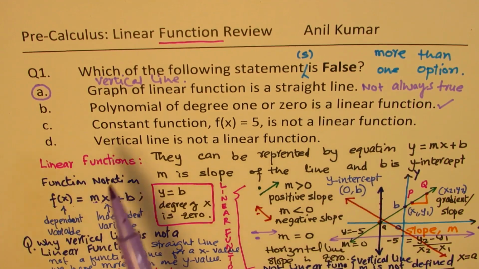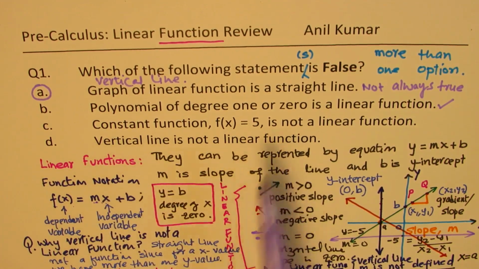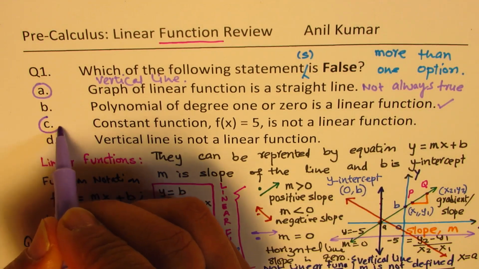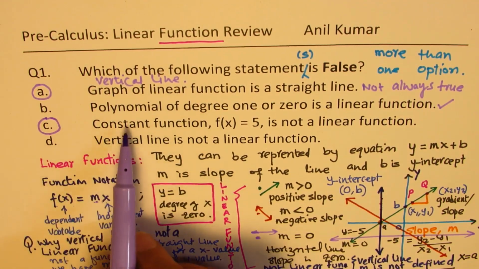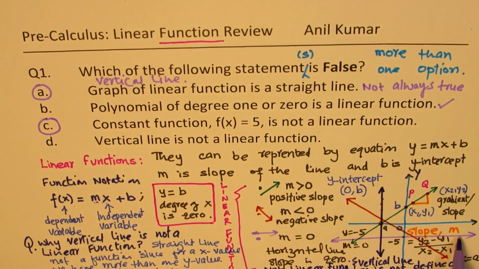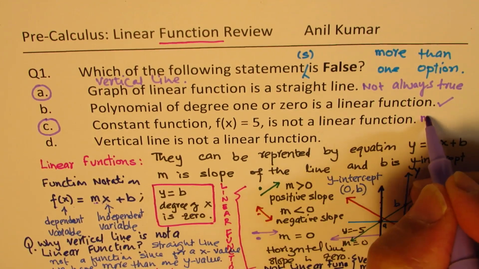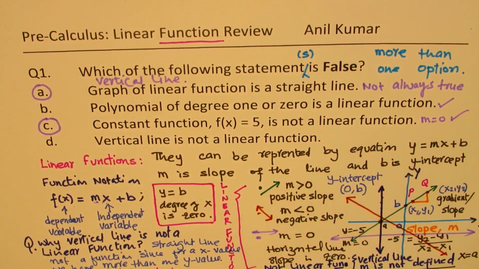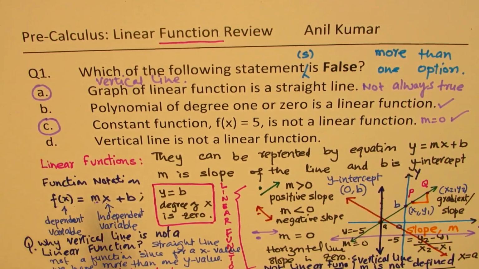So that is correct. Constant function is not a linear function. It is a linear function. This is also false. You understand? Constant function, which is shown here in this line, is a linear function. It has a slope m equals 0. So it is a linear function, right? D. Vertical line is not a linear function is also correct. So A and C are incorrect in our question number 1.